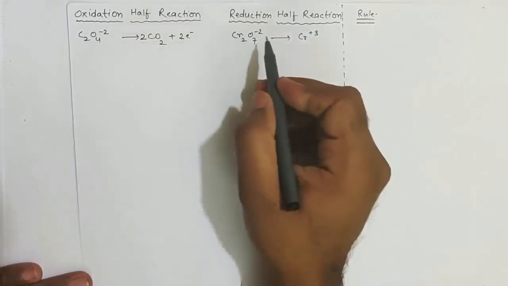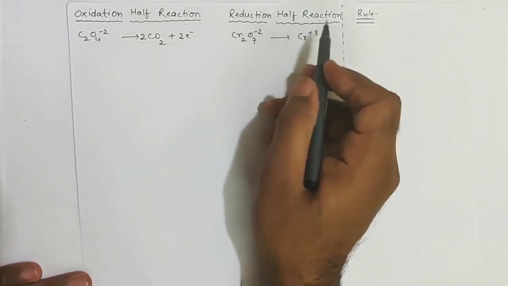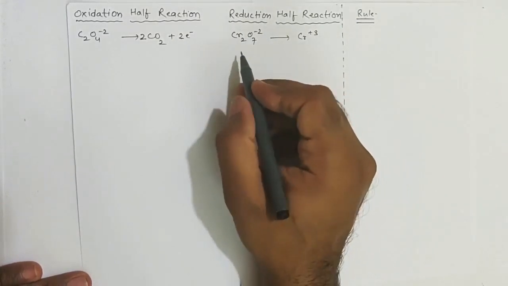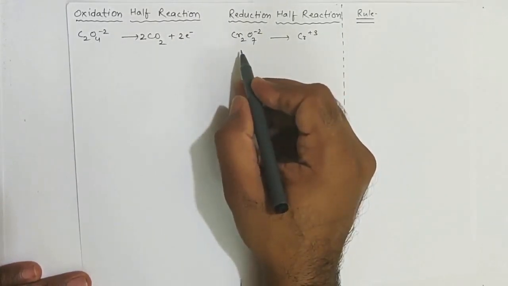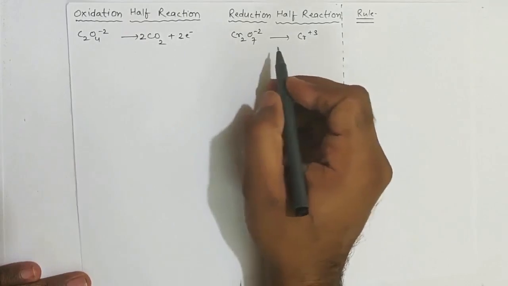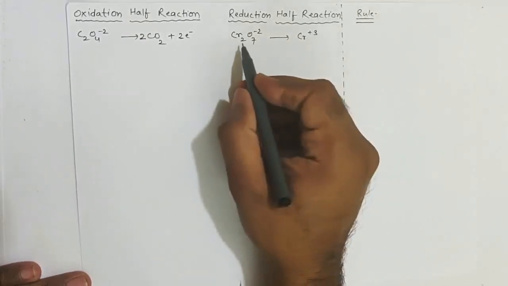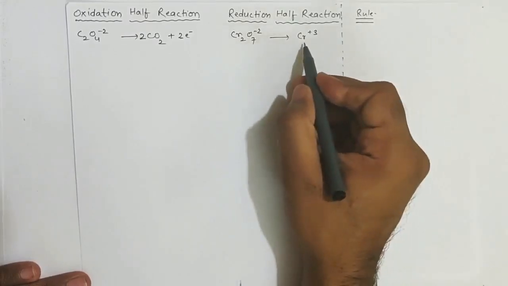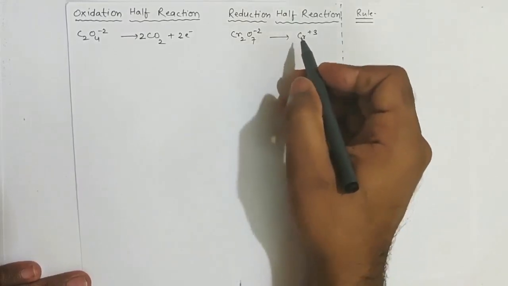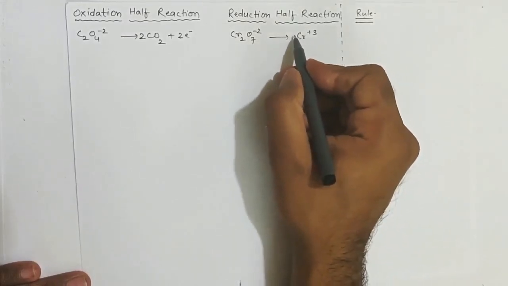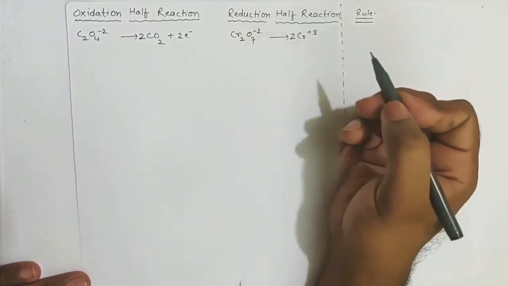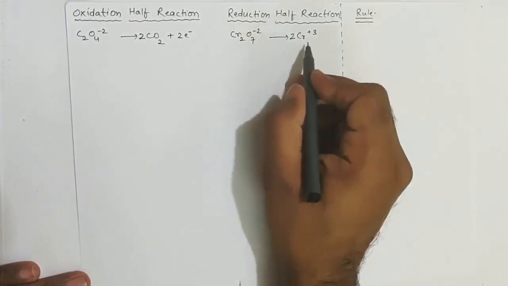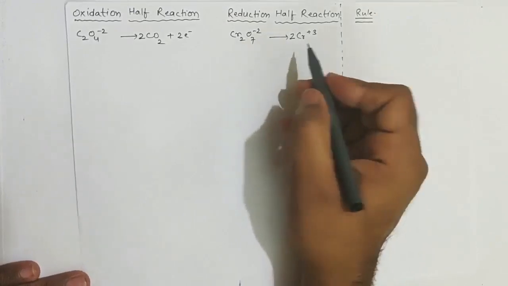In the same way, we will balance the reduction half reaction. First, we will balance the number of atoms other than oxygen and hydrogen. We can see that there are 2 chromium atoms present at the reactant side and there is only 1 chromium atom present at the product side. So we will multiply the product by 2. So the number of chromium atoms is now equal on both sides.